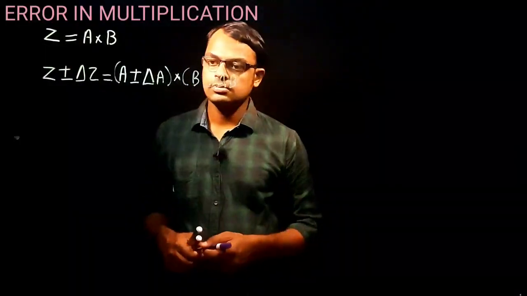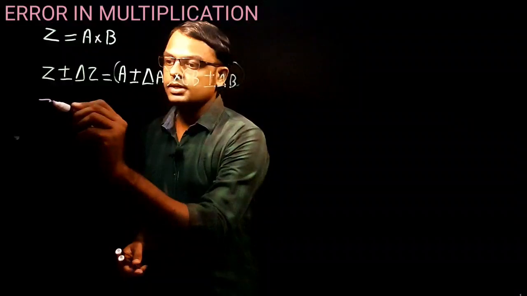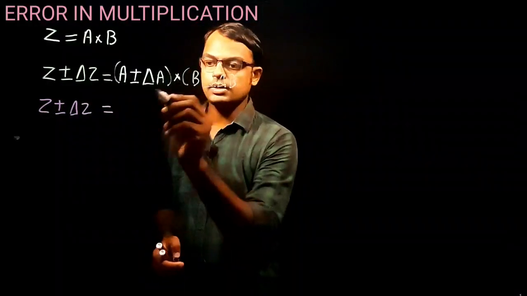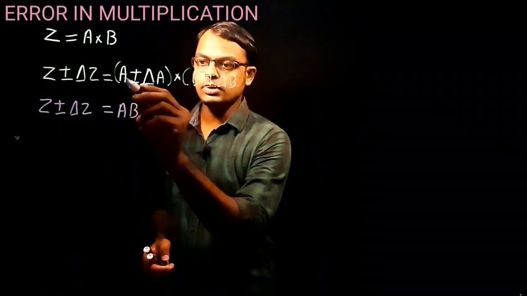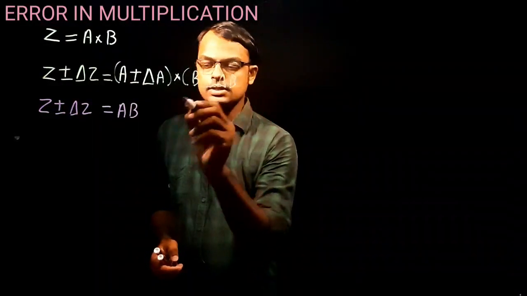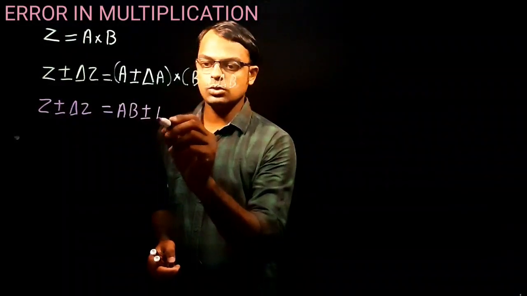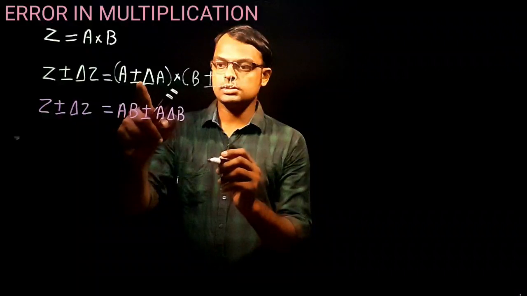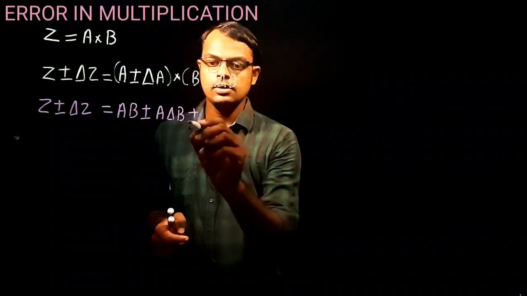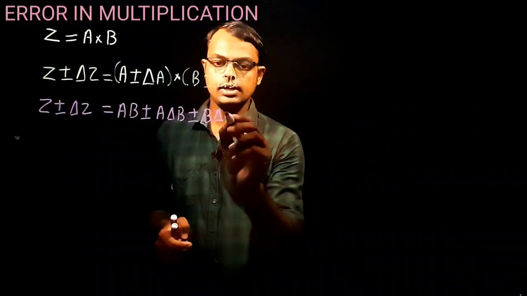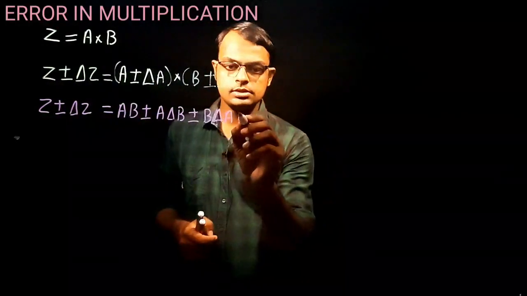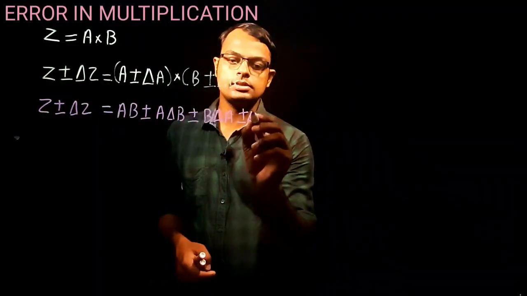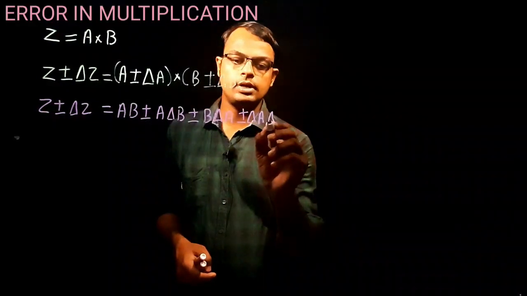Now you multiply these quantities. So we can write Z plus or minus delta Z is equal to, multiplying here, A into B. Now A into plus or minus delta B, so we can write plus or minus A into delta B. Next one, plus or minus delta A into B, so plus or minus B into delta A. The last one is plus or minus delta A into plus or minus delta B, so plus or minus delta A into delta B.